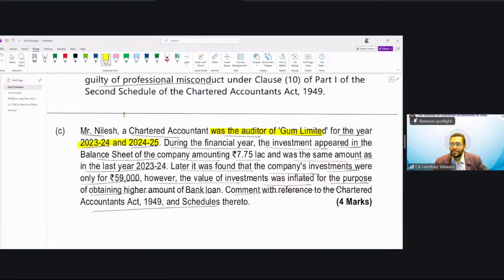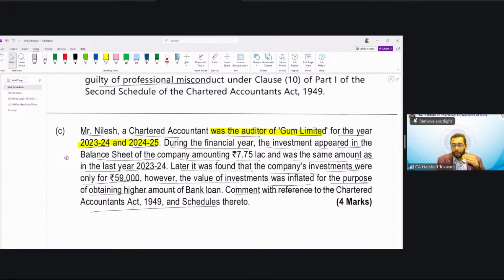Similar to what we discussed, clause 7 and clause 2 will be applicable. But in this particular scenario, understand one thing, that he has signed for the 2 years. That is more evident from the given question. So as a result, he will be guilty of professional misconduct.